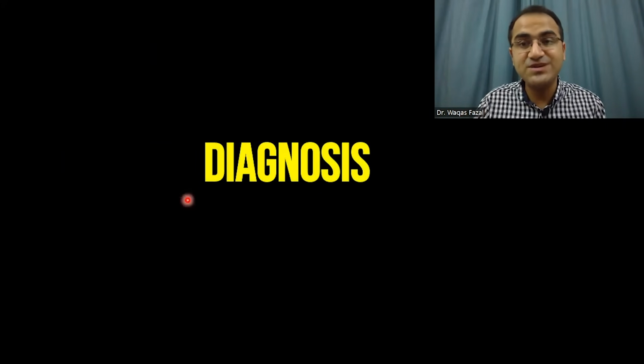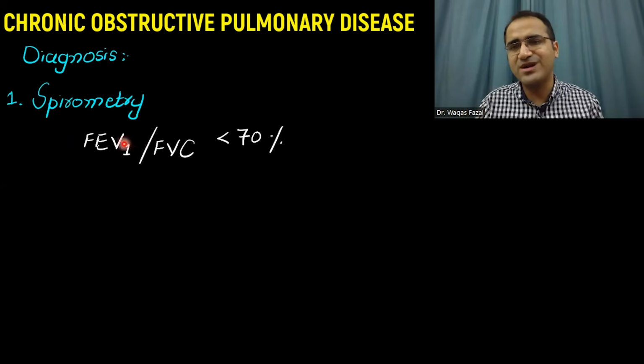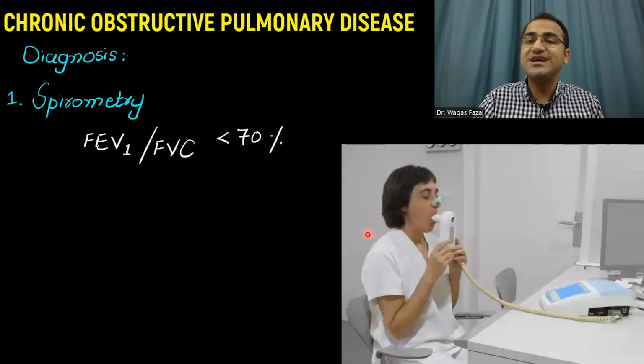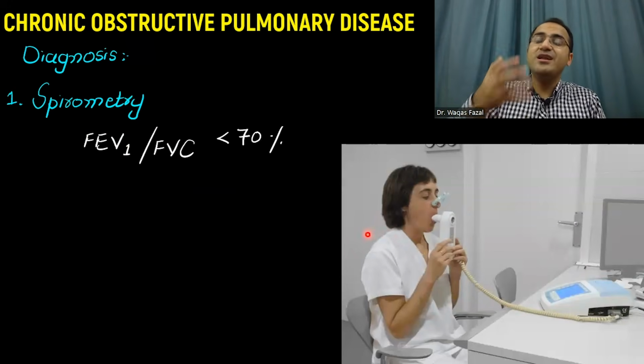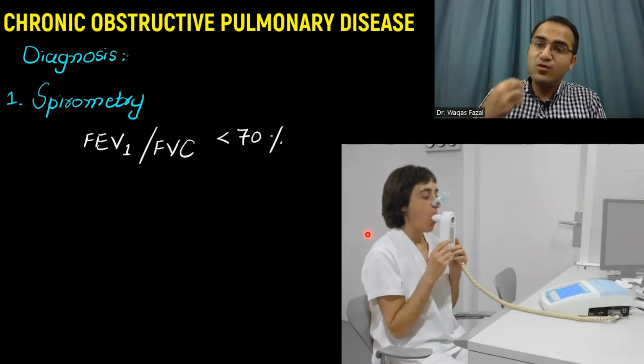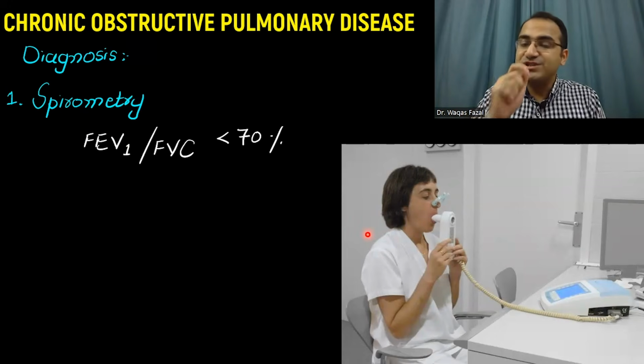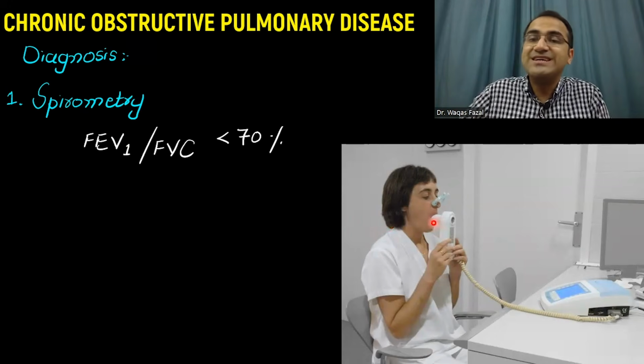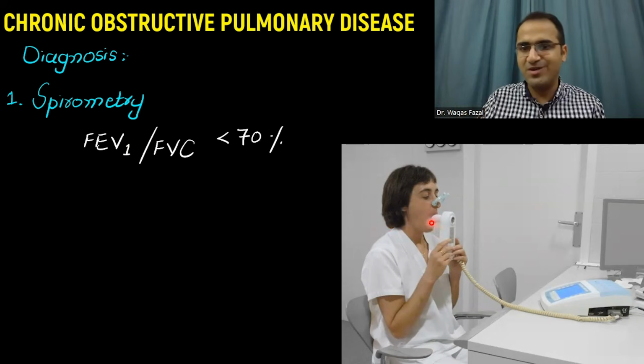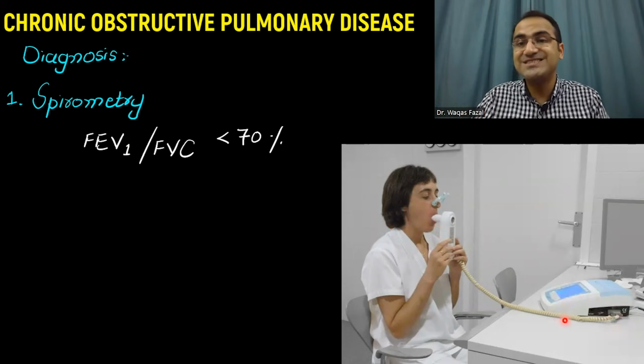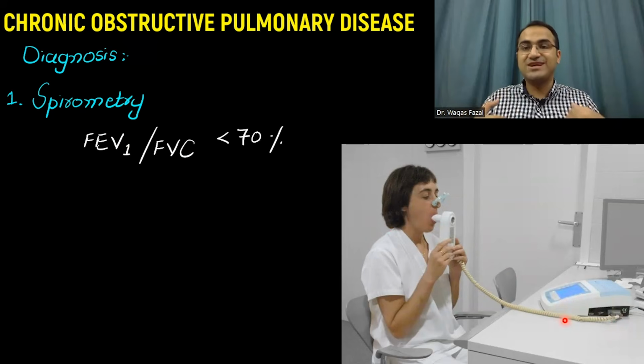In the diagnosis of COPD, spirometry is the most important test. In spirometry, what they do is that they ask the patient to inhale fully, to their full capacity, and then they ask the patient to put this device into their mouth and exhale air out forcefully through the mouth, and then this device detects how much air that person has exhaled.